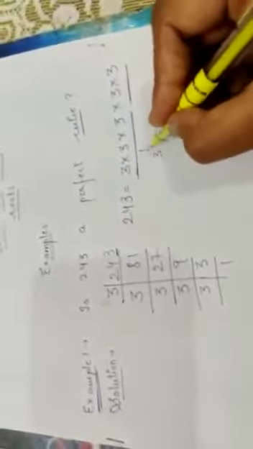So we know that in order to prove a given number a perfect cube, we have to find whether the factors are in number of threes. It means we have to check each factor must repeat 3 times. This 3 is 3 times, but this 3 is 2 times. It means 243 is not a perfect cube.